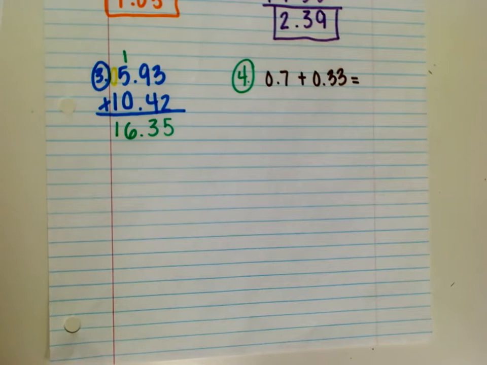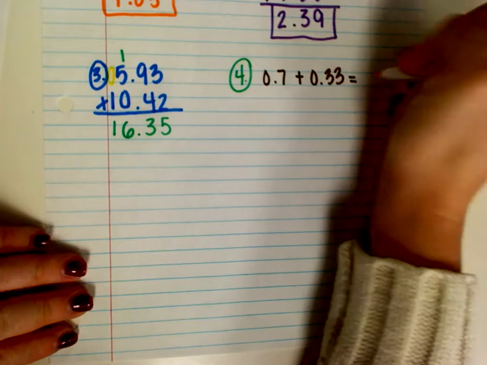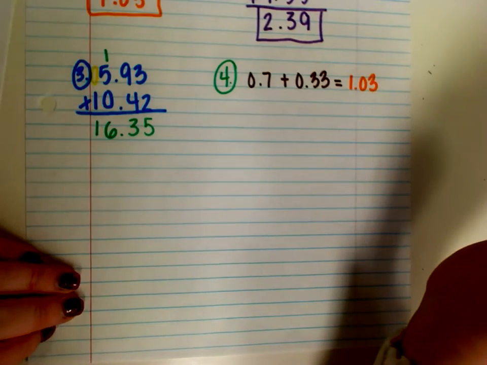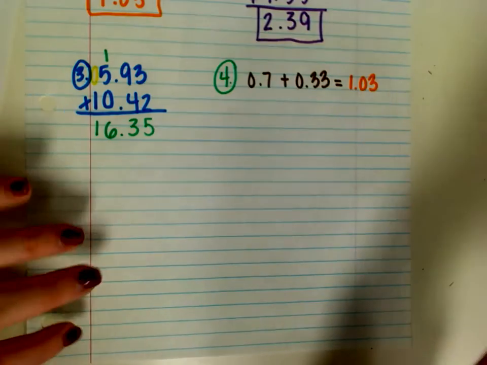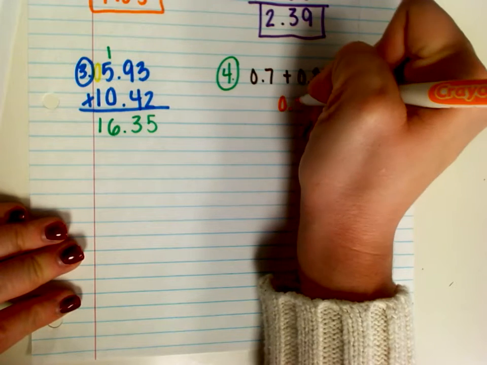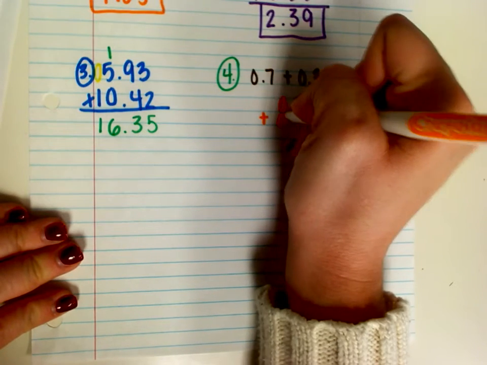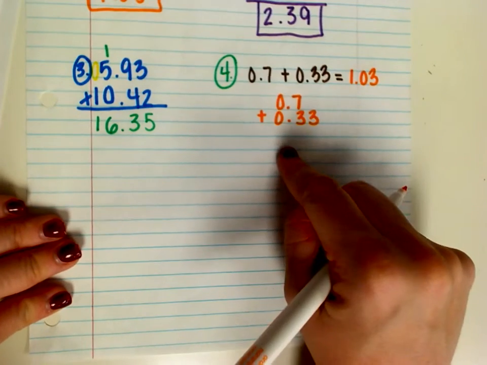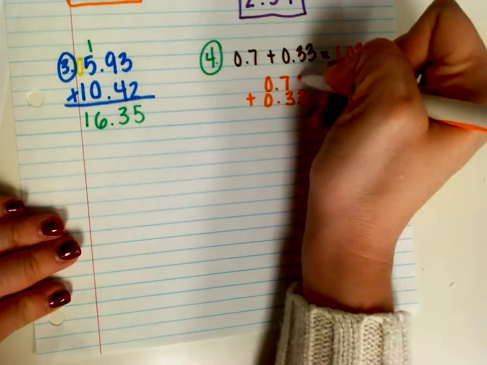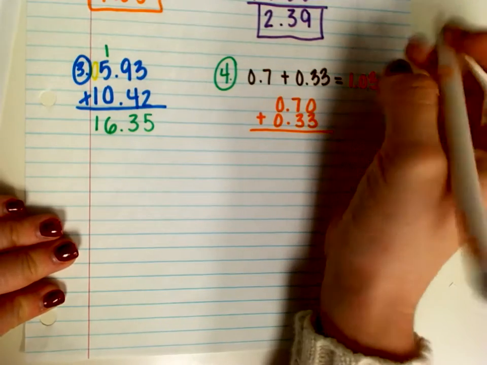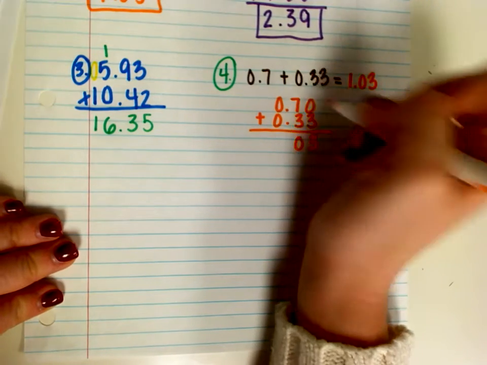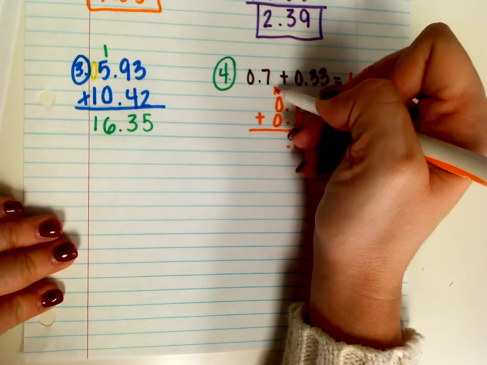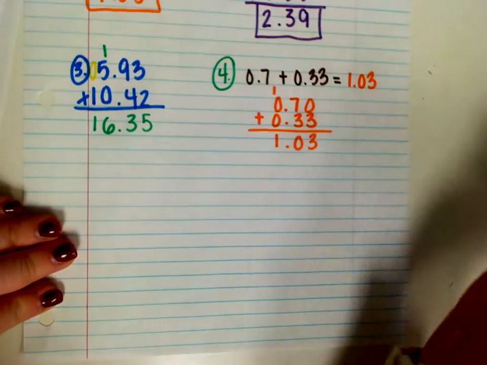Andrew, what did you get? 1.03. Okay. It's important that you remember to say that 0 because 1.3 is totally different, right? Good. 1.03 or 1 and 3 hundredths. Let's see what we did here. 0.7 plus 0.33. I have to make sure my decimal points are lined up. If I'm not comfortable with this space here, I can add a 0. 0 plus 3 is 3. 7 plus 3 is 10. Put the 0 down, carry the 1. Decimal point in line with the others. 0 plus 1 is 1 plus 0 is 1.